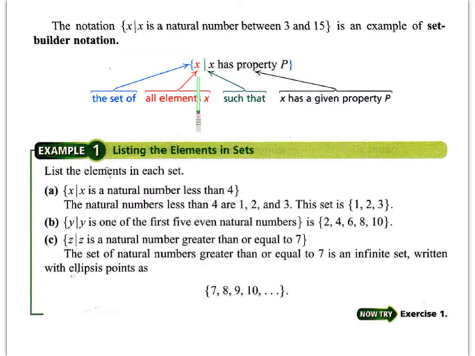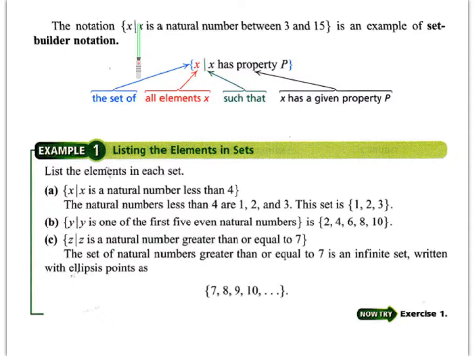All elements x. So typically it's just a plain x, but there are cases where maybe it's x over y or x plus 2, but this doesn't always just have to be x. And then we explain the characteristics of x and any other variables that we have. So that's all elements x such that x has whatever property we want.